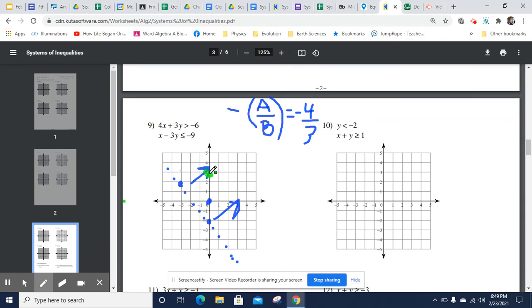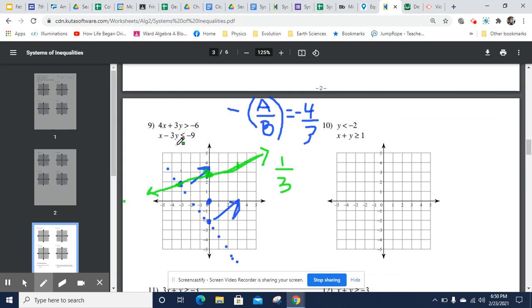So I've got this one I can plot, but it'll probably be easiest if I just use the slope. So the slope is negative of a over b, and a is 1 and b is negative 3. So I'm going to do negative of 1 over negative 3, which is just going to be 1 over 3. So the slope is 1/3. So I can go up 1 over 3 from here, and I can also backtrack down 1, back 3. This is a solid line because it's or equal to, and so I'll go ahead and plot that roughly like that. And then I just need to figure out which side is going to be shaded.